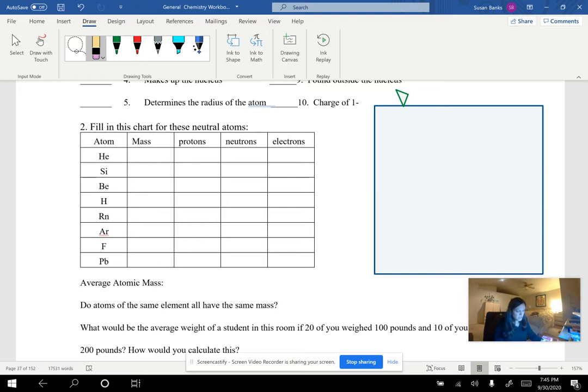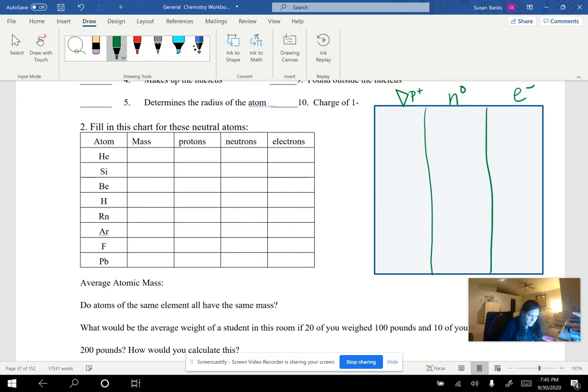So on this page, this is the next page in your notes from where we left off. I want to create a table over here to just kind of put where or what things are. So create a box on the side here. I want to put protons up here. We'll create a box there. I want to put neutrons here. We'll create a box here, and electrons here.